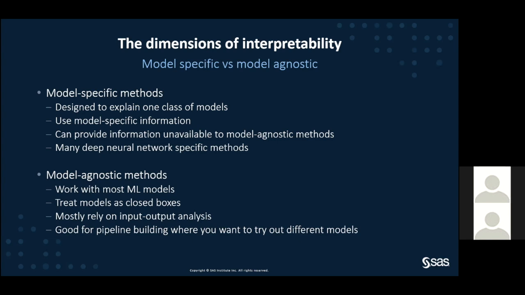Those are specifically good for pipeline building when you may want to try out different models. Like, I want to try 10 different classes of models, and maybe one of them is good for this task, or several of them are good for the task, but I want to have interpretations on them before I decide on which model to use. Then model agnostic methods allow you to apply the same interpretations to all these models without having to change the interpretability methods every time you try a different model.